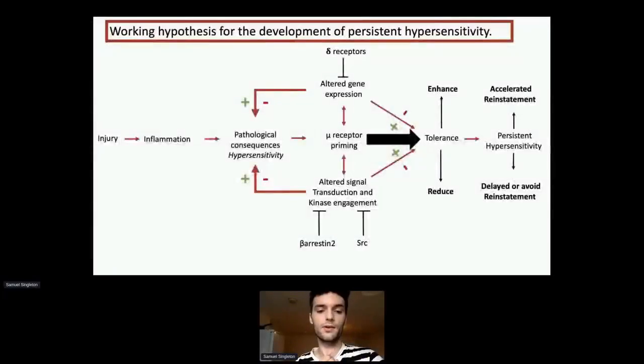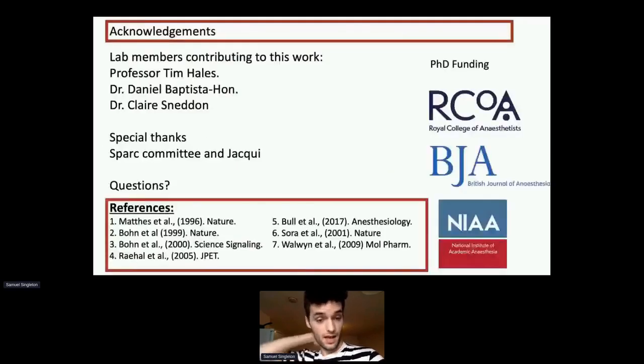And some of the other work ongoing in our lab is looking at some of the potential mechanisms through which we can do this, including targeting beta-arrestin 2, delta receptors or certain kinases such as SPaRC. So I think for the interest of time, I'll stop there.